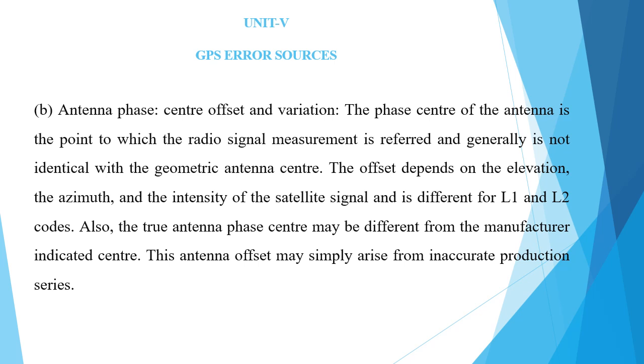Antenna phase center offset and variations. The phase center of the antenna is the point to which the radio signal measurement is referred, which generally is not identical with the geometric antenna center. The offset depends on the elevation, the azimuth and the intensity of the satellite signal, and it is different for L1 and L2 codes. Also, the true antenna phase center may be different from the manufacturer indicated center. This antenna offset may simply arise from inaccurate production series.